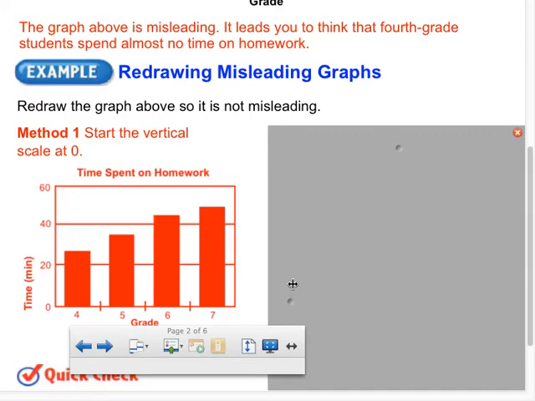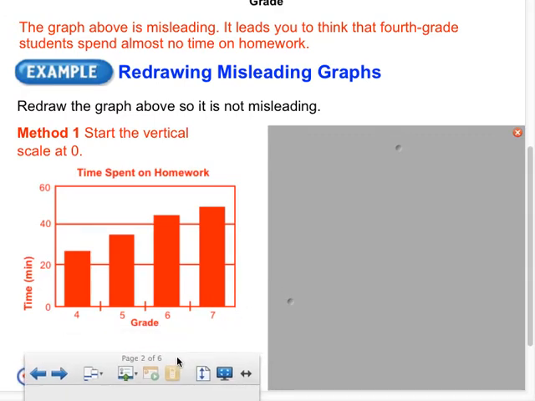So the first method, if you take a look, what did I do here? Start at 0. I have the same interval for all my y intervals, right? By 20. And remember, it's okay to have spaces between your bars on a bar graph, but it's not okay to have spaces in between what type of graph? A histogram, very good. Okay, so this is one way to fix it, starting the vertical scale at 0.